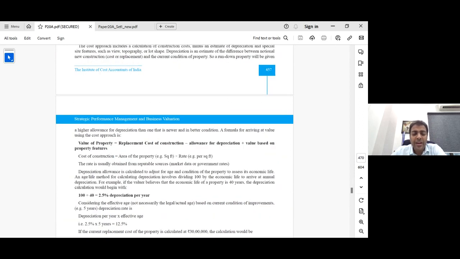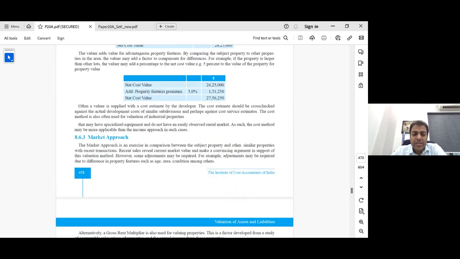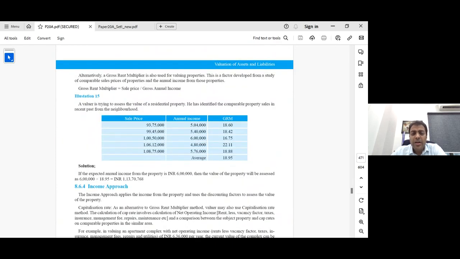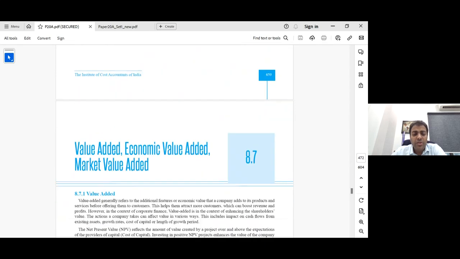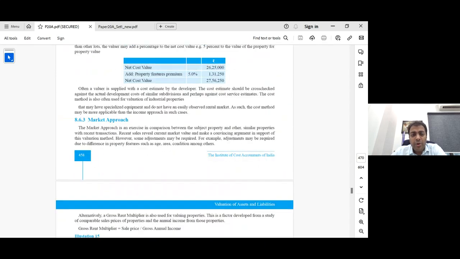What is the value of property? It is the replacement cost of construction minus allowance for depreciation plus value based on property features. So that's one context of valuation, right? Some simple examples, right? You can use the market approach, you can use the income approach, you can use the cost approach and calculate the value of properties.